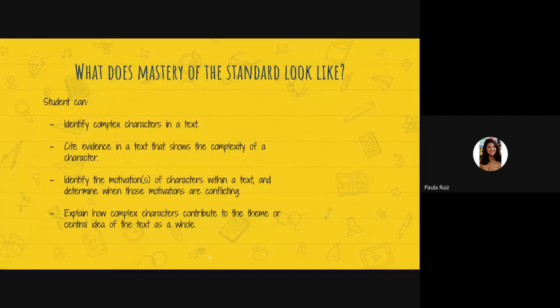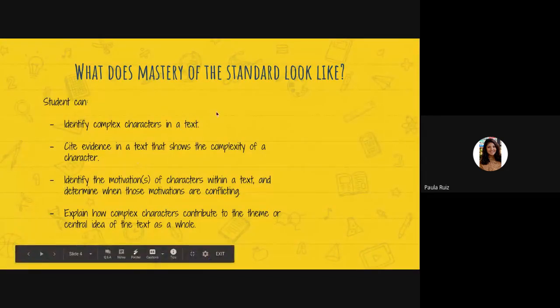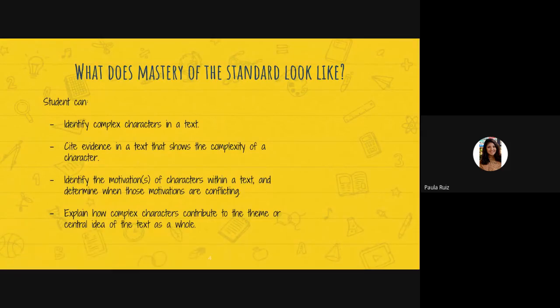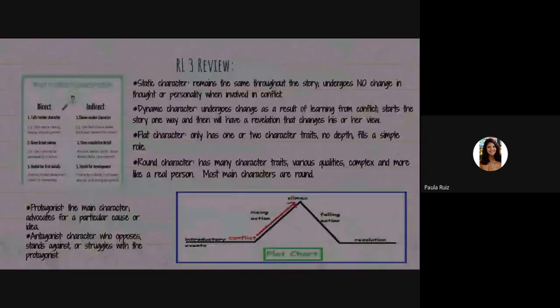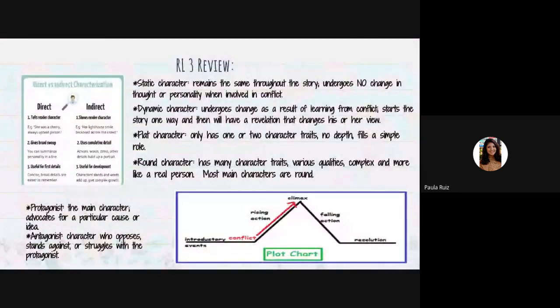So looking at the mastery of this standard, can we identify the complex character after this? Would it be prejudice, who never moves, never changes his view or his physical stance? He would not be the complex character. The complex character would be the woman, which is the narrator in this case. So cite evidence in the text. We can go back to the text. Okay, so back to the text.